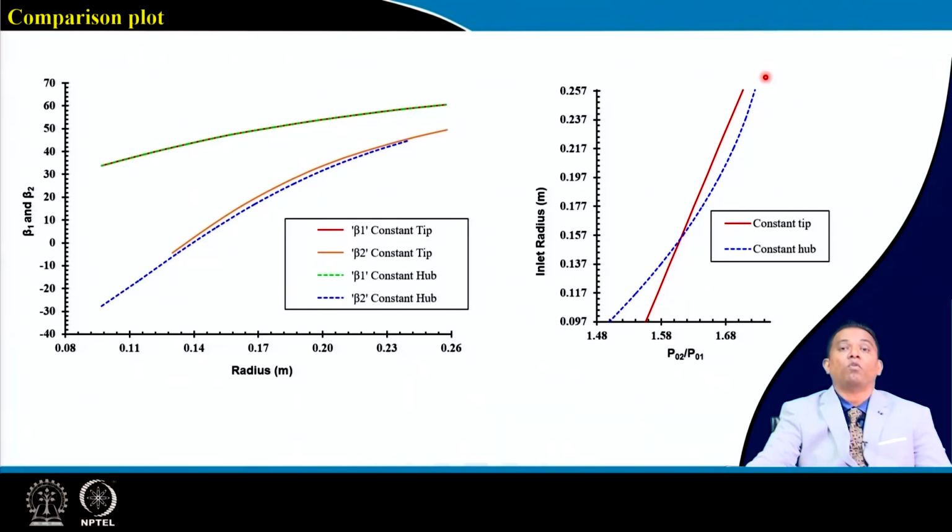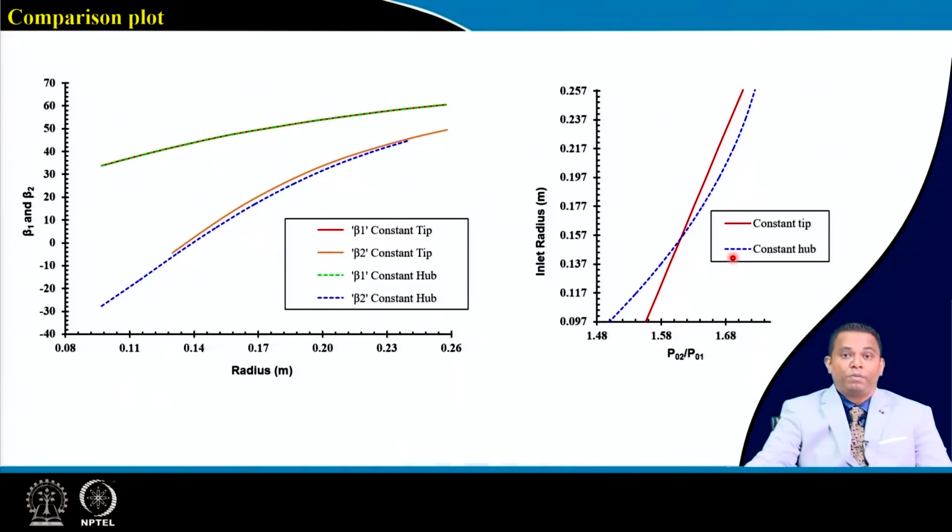Purposefully this kind of load configuration has been selected, so do not get confused. We can consider the same distribution of delta P0 both for constant hub diameter and constant tip diameter, but that will not serve the purpose of explaining this aerodynamic design. As a designer, we need to keep all these kinds of configurations in mind.